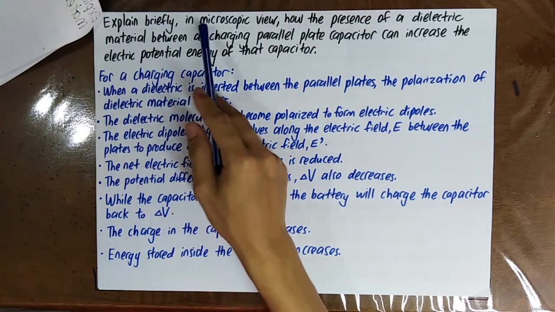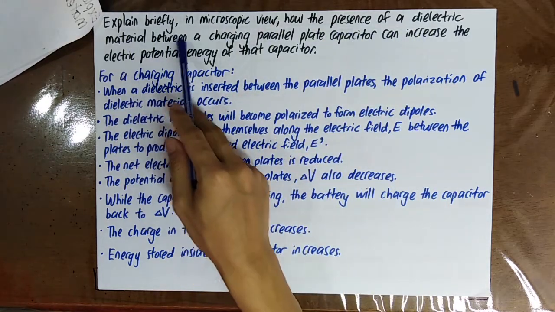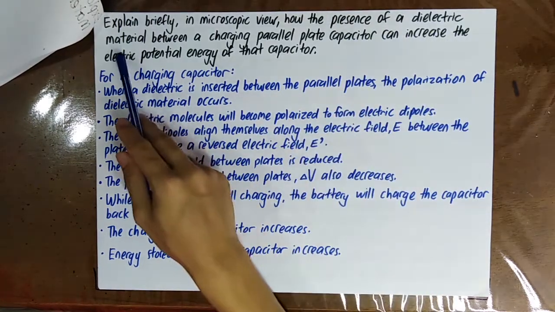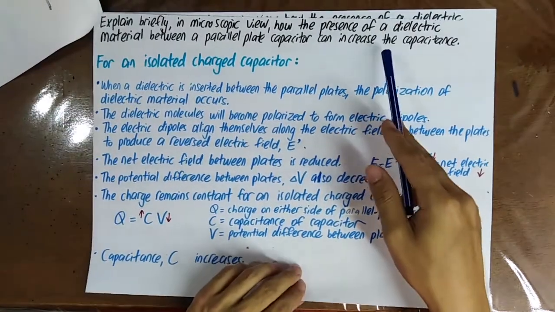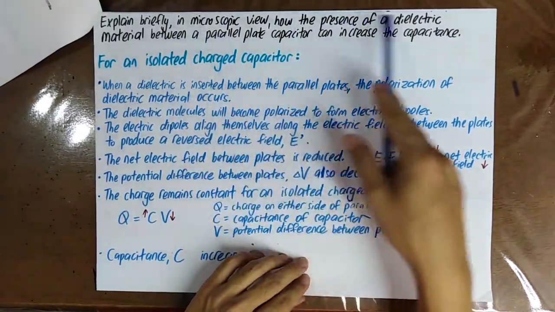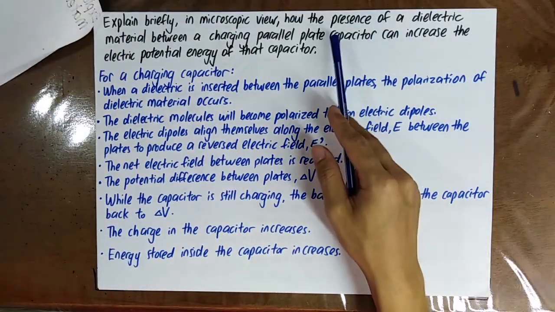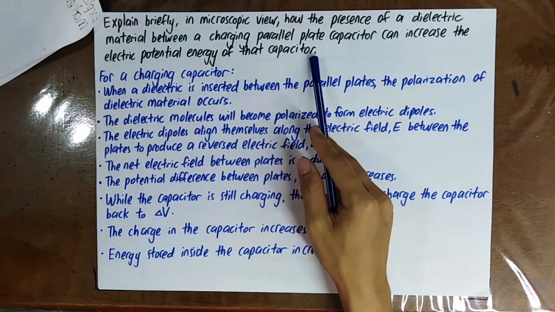Explain briefly in microscopic view how the presence of a dielectric material between a charging parallel plate capacitor can increase the electric potential energy of that capacitor. Just now we are talking about how the dielectric can increase the capacitance. Now we are talking about how the dielectric can increase the electric potential energy of the capacitor.